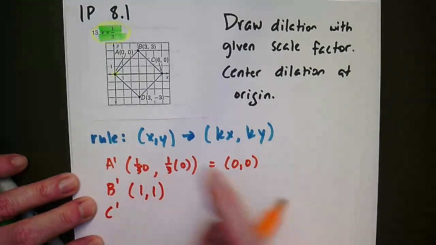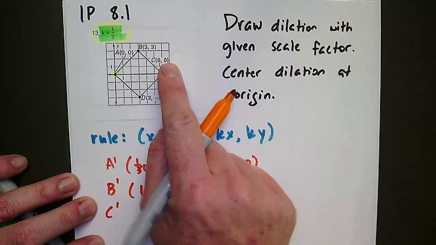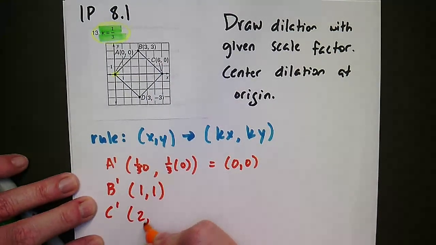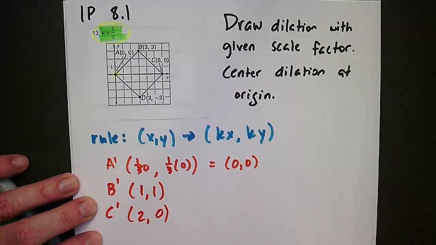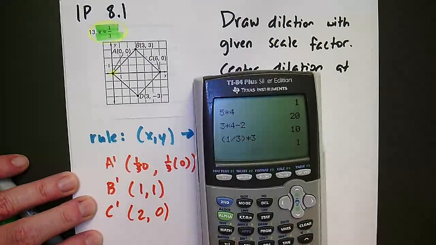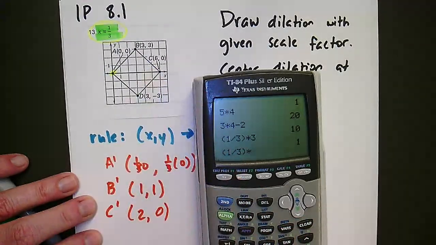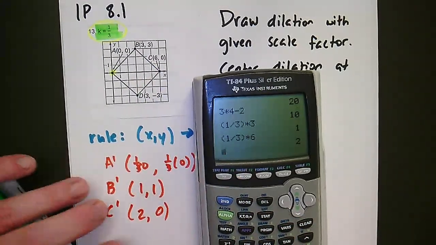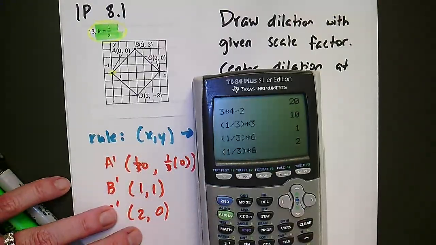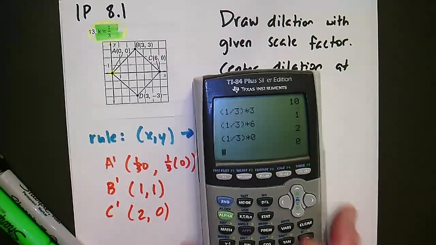My C prime, I need to do 1/3 of 6 and then 1/3 of 0. Well, 1/3 of 6 is 2, 1/3 of 0 is 0. And if you're not, again, super comfortable with that, you're welcome to use the calculator. 1/3 is the scale factor. I multiply that by the x value of that coordinate, which was 6. And again, I can do it for 0. 1/3 of 0, also 0.